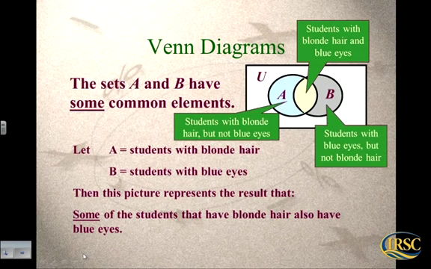Then the gray region would represent students with blue eyes but don't have blonde hair, and you could list their names in there. And I don't think I labeled it on here, but what does the white space represent? Good. Students that do not have blonde hair or blue eyes. So anybody else that's left in the classroom that wasn't already written in there, you would write them in that white space right there.